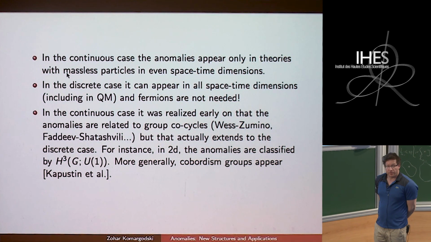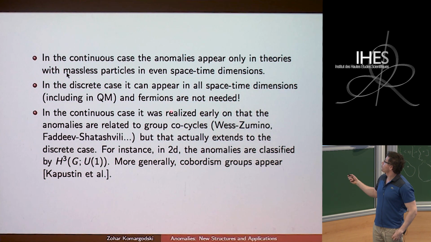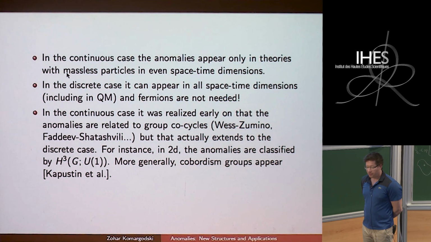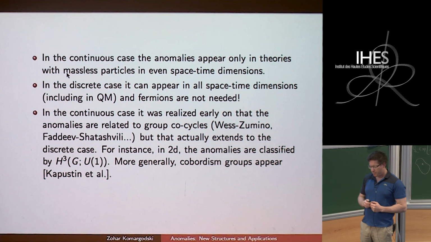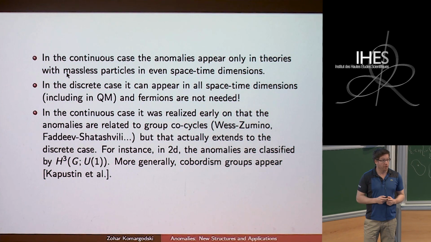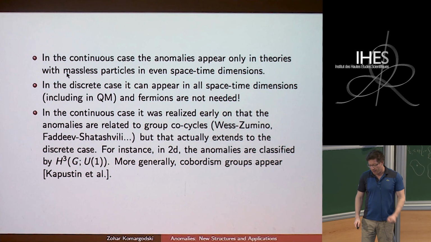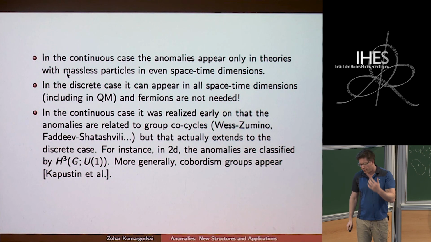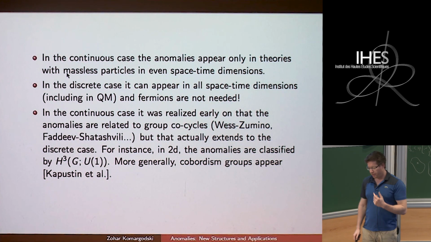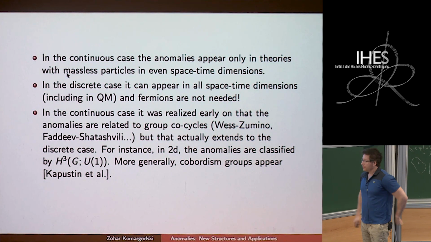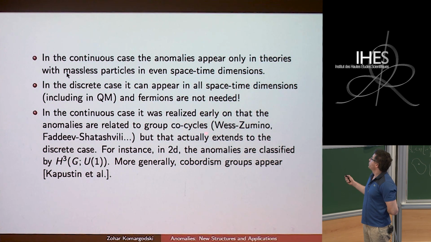In the discrete case, however, the anomalies may also imply a topologically non-trivial vacuum. So that's something new that appears in the discrete world, that some of these discrete anomalies may also be saturated by a topologically non-trivial wave function for the ground state. So the discrete anomalies teach us that either the ground state has massless particles, or there is some topological field theory, essentially.